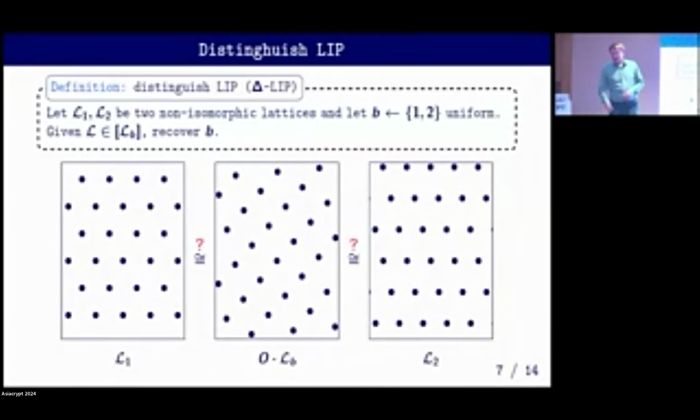And in these schemes, we don't really look at the search problem of recovering this orthonormal transformation, but usually it's more useful to have this distinguishing variant of the problem. This distinguishing variant gives you two non-isomorphic lattices, and it gives you one sample from the equivalence class of one of the two. And the question is, which one is it isomorphic to? So we get this lattice in the middle, which is an orthonormal rotation of one of the two, and you have to decide which one.